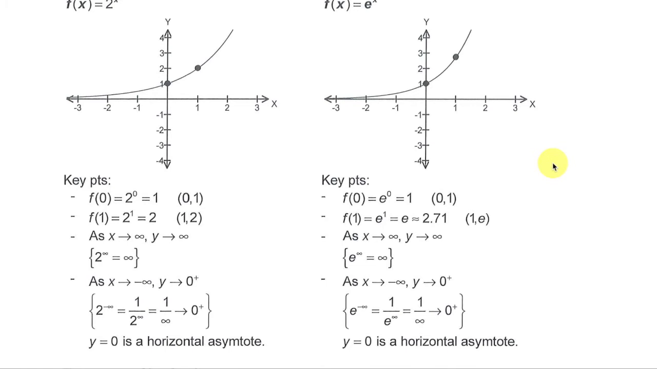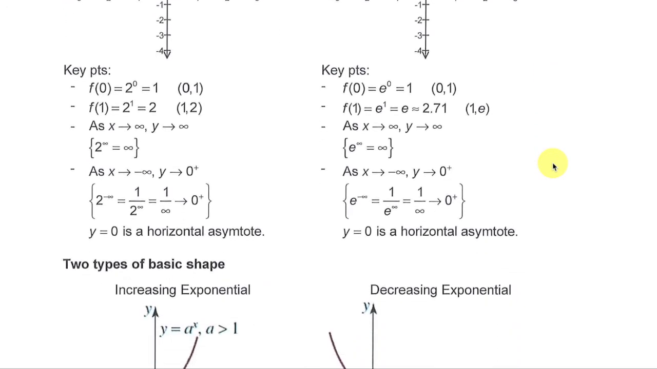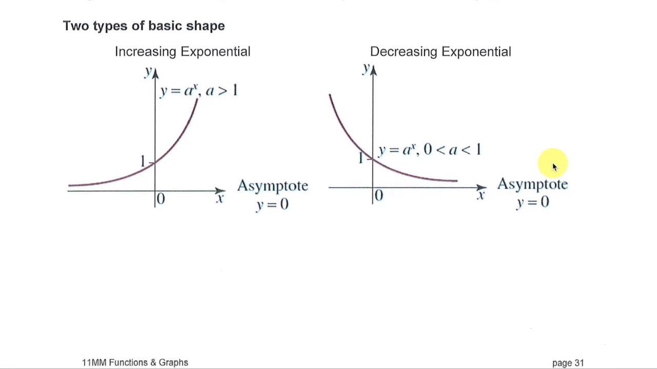But of course, there are variations on these basic graphs. We can apply transformations just like we did with those other functions. The big difference with the exponentials is that we can either have an increasing or a decreasing exponential. If the base is greater than 1, then we're always increasing. So think about it. If we have a base of 2, 2 to the power of 0 is 1, 2 to the power of 1 is going to be 2, 2 to the power of 2 is going to be 4, 2 to the power of 3 is going to be 8. So you can see it's increasing.